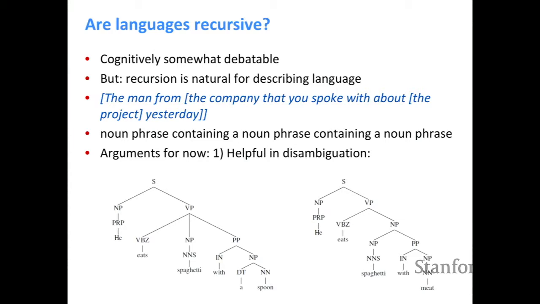So you have sentences such as, and this is the maximum of recursion that many people can parse too in terms of noun phrases, the man from the company that you spoke with about the project yesterday. So this is basically a noun phrase that is inside a noun phrase that is inside another noun phrase. And when you just want to formally describe such a sentence, recursion is a very obvious way of doing it.